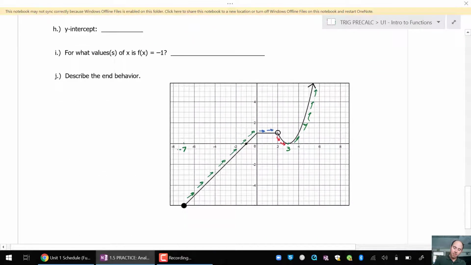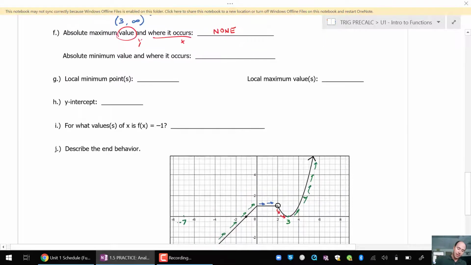Absolute minimum, well, way down here, that sort of starting point there has a minimum value of -6 occurring at x equals -7. The value is the y, which is -6, and it occurs at the location of x equals -7. Don't confuse those two numbers.